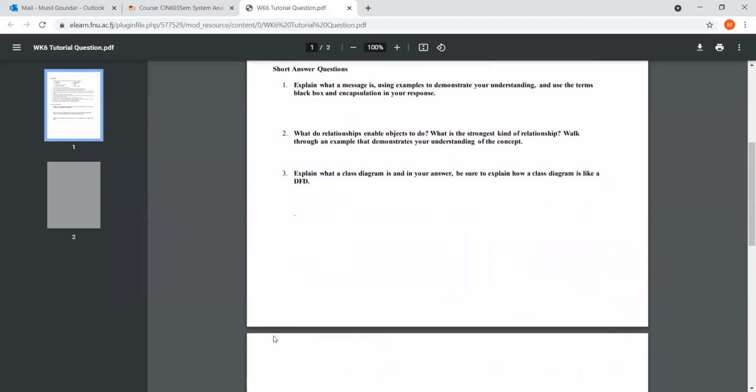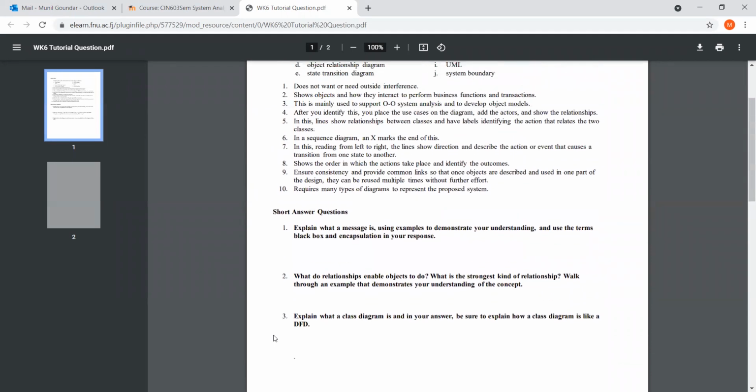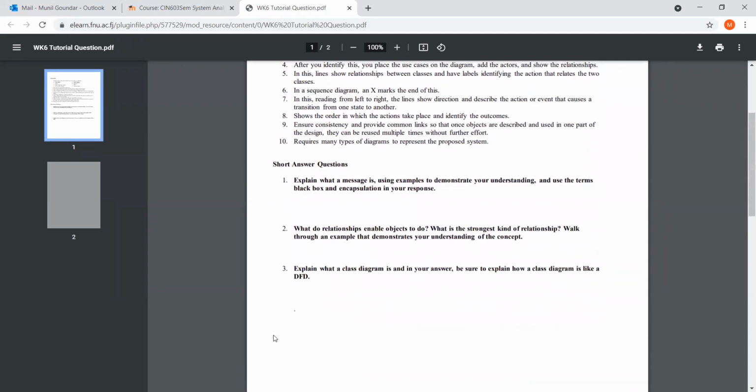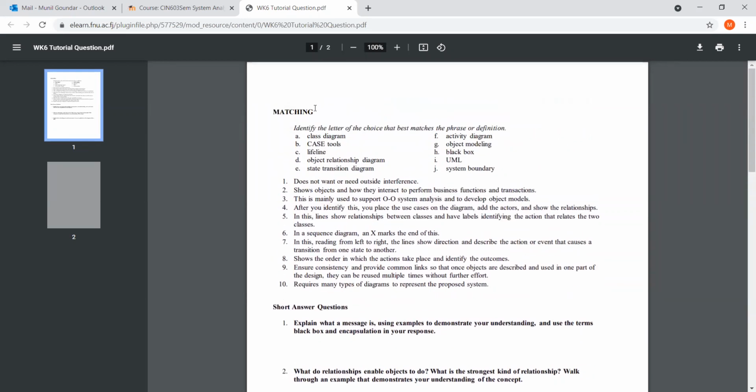We have matching and short answer questions. Now, it will be very silly for me to dictate the short answer questions in a recording. So what I will do is I will release the short answer questions, the sample answers directly underneath the tutorial recording. So you can have a look at it and then try to understand. Should you have any questions or queries, feel free to drop me a message on Moodle or send me an email.